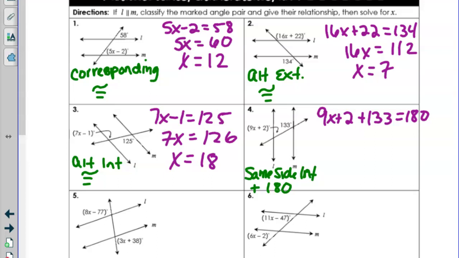So we're going to combine like terms. Which two terms need to be combined together on the left side? 2 and 133. Very good. What's 2 plus 133? 135. Excellent. Now what should I do? I do want to keep on solving this one. Yeah, subtract 135 from both sides.